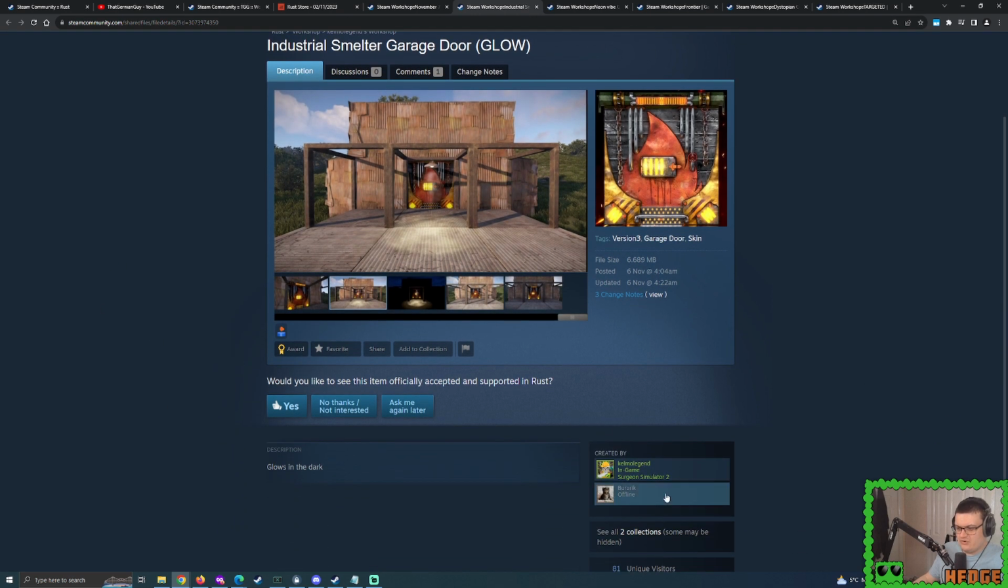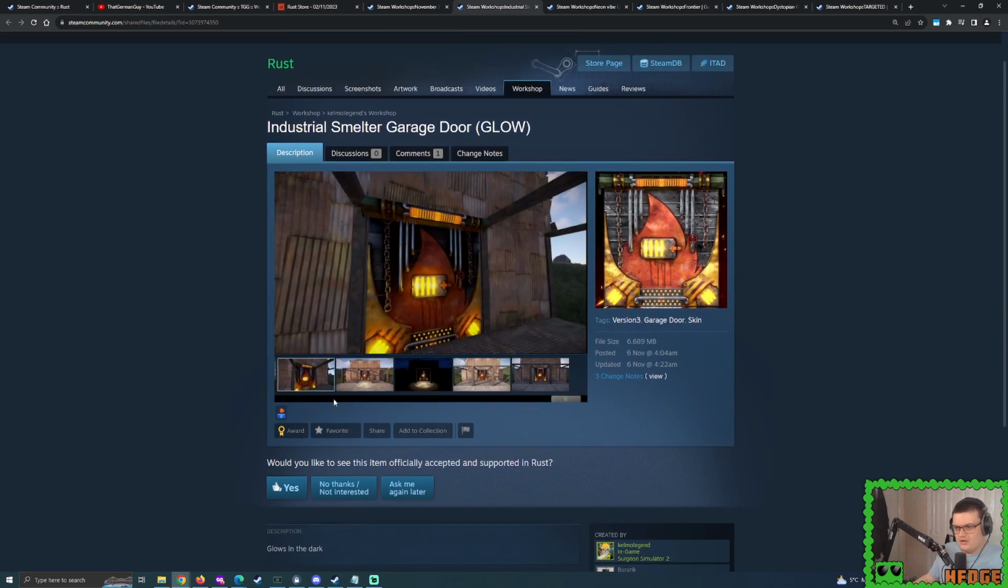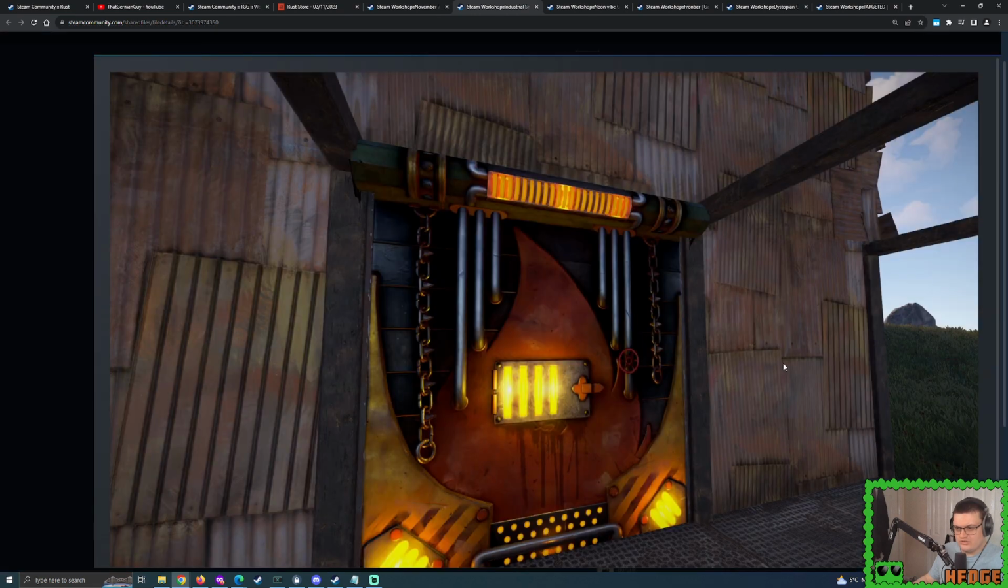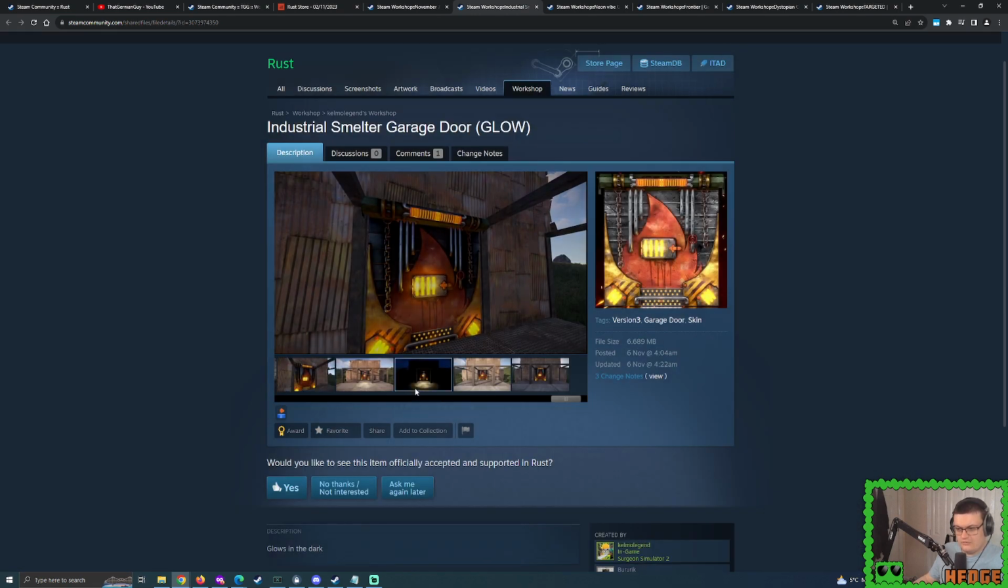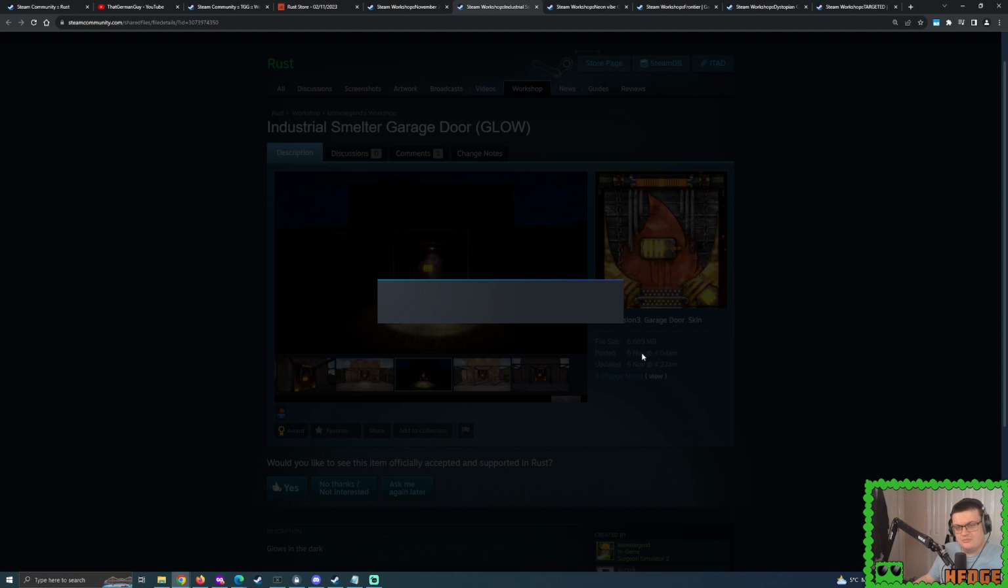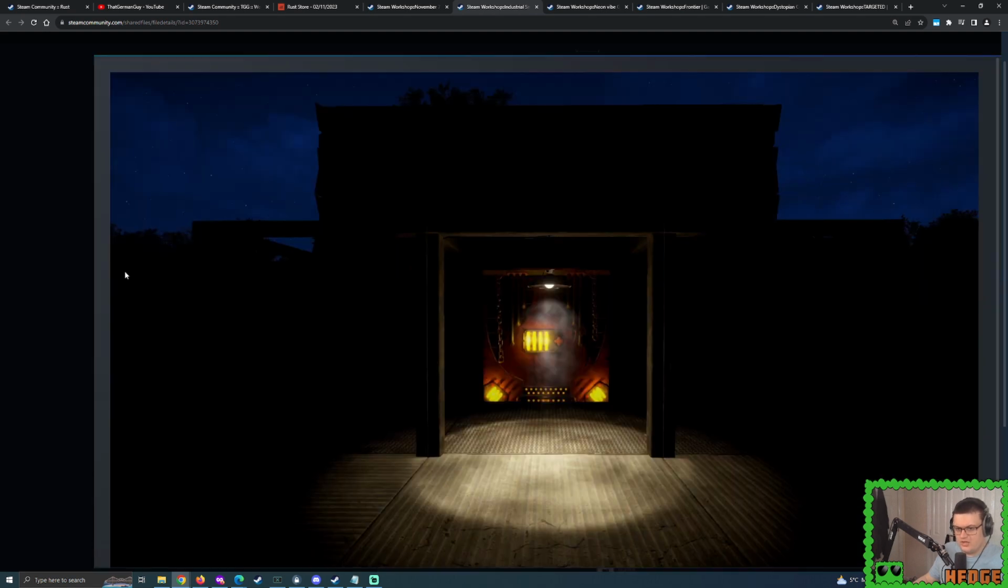Anyway, Calmo Legend and Barurik. What we got here? A nice glow in the dark garage door skin. Do you like it? Are you a fan of it? Would you like to see it potentially being accepted? Well, people, it's in your hands.